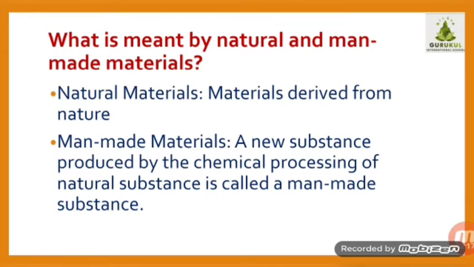And what are man-made materials? New substances produced by the chemical processing of natural substances are called man-made substances. So in which context are we going to learn this lesson? We are going to learn it in the context that natural materials are derived from nature and are not processed by man, while a man-made material is a new substance produced by chemical processing.